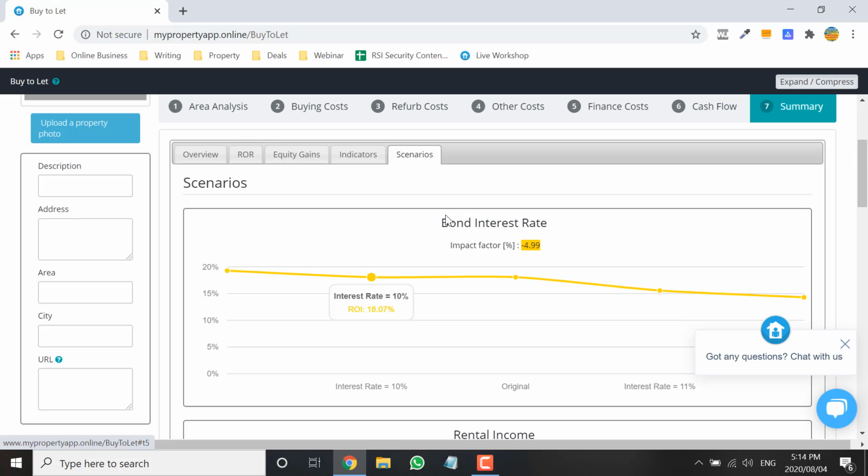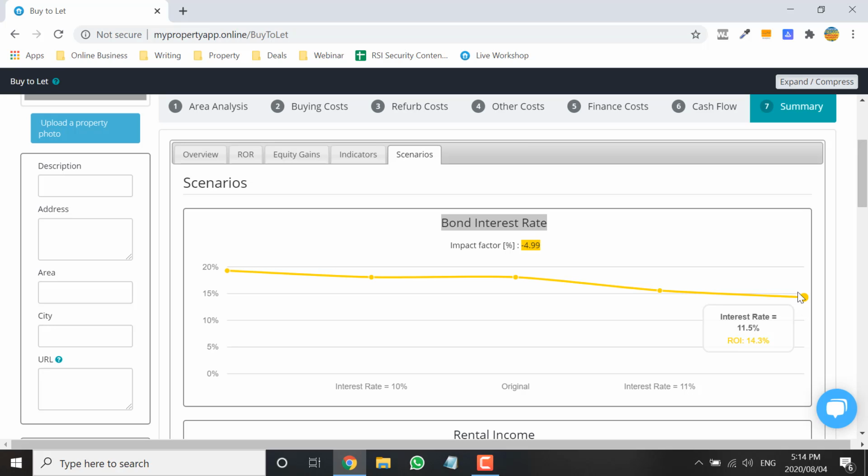For instance, what you can see here is the bond interest rate for this specific deal. At its original bond interest rate, it's going to give an 18% return. That makes sense. Now, if the bond interest rate goes to 11%, which is slightly higher than what we originally bargained for, the return dips down to 15.57%. If the interest rate spikes up to 11.5, the return on investment now goes down to 14.3%. So you can see that as the interest rate increases, our return decreases.